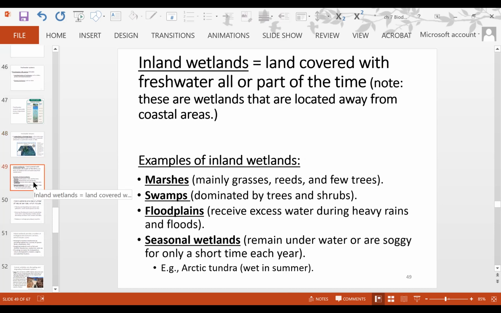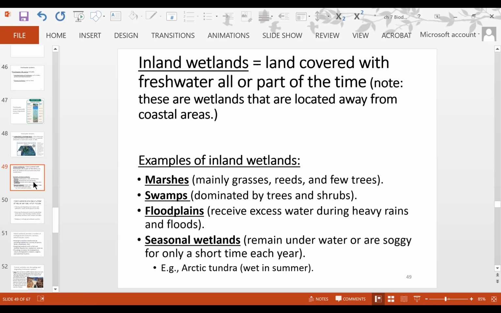And then we have inland wetlands. That's land that's covered with fresh water all or part of the time. These wetlands are located away from coastal areas, so these are inland wetlands, as opposed to the coastal wetlands that we talked about earlier. So these are going to be completely freshwater based. They're not going to be including any salt, no brackish water. This is just freshwater.